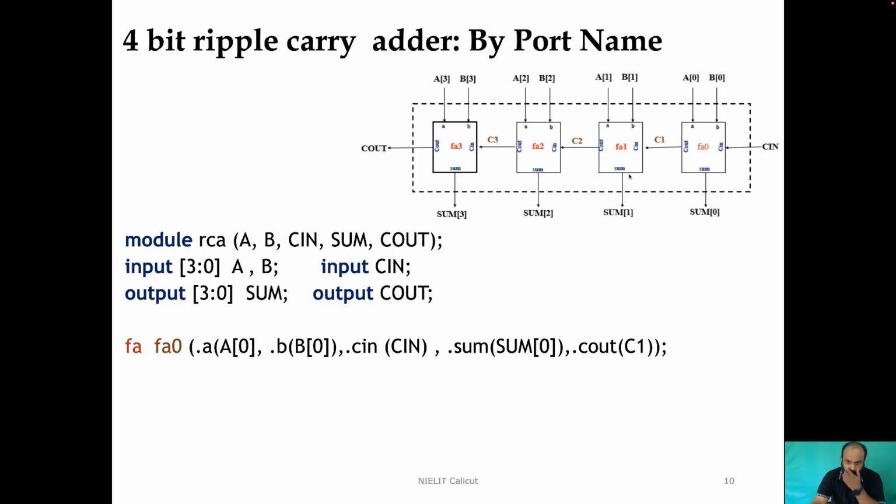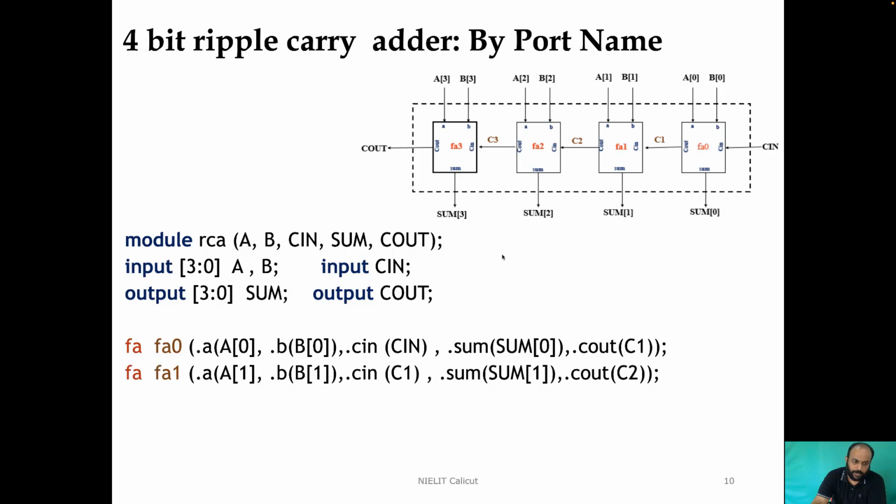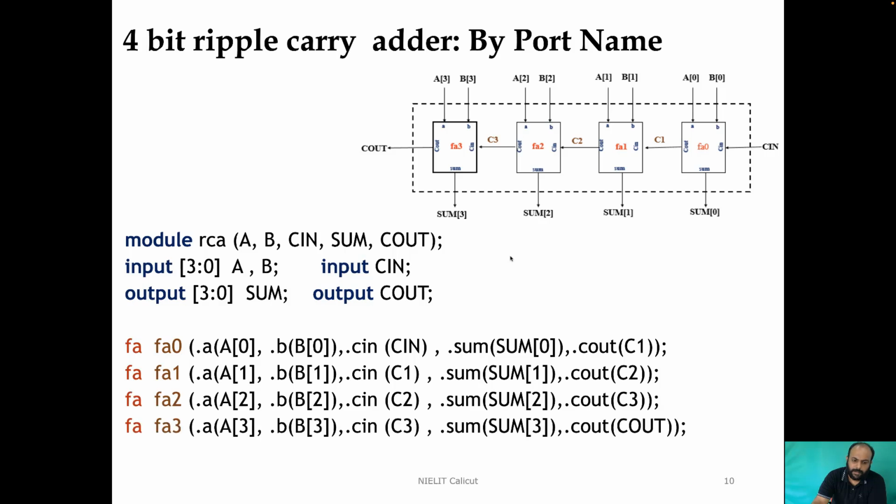Now I have to repeat it for 3 more instances by name FA1, FA2 and FA3, and that is what we have to do now. So FA1 is the next instance. Here A is getting connected to A of 1, B is getting connected to B of 1, sum is getting connected to sum of 1, C in is getting connected to C1, C out is getting connected to C2. Now 2 more instances with the connections exactly as per the structure given to you. So once we have established all these interconnections, we are good to write the end module.